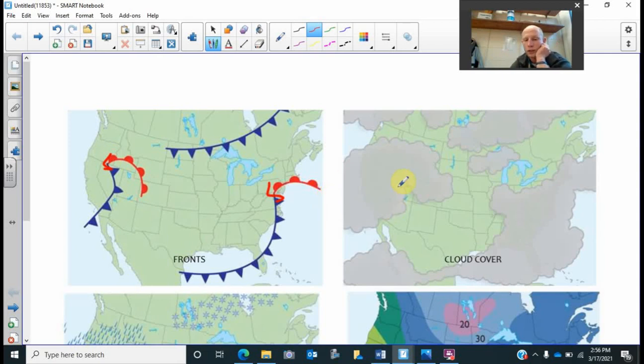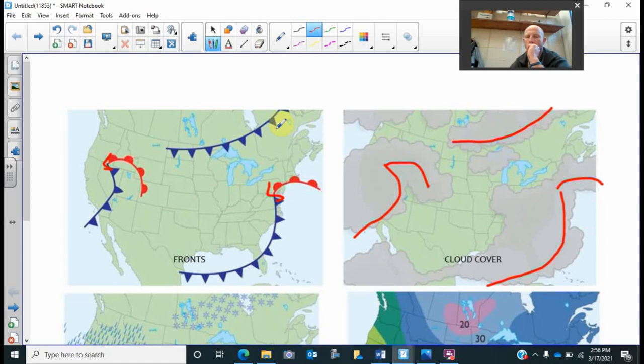We can also see our cloud coverage. Again, if I draw my warm front right here, it would end up right about here. If I draw this cold front, it comes down here like so. And so we see a lot of cloud cover behind our cold front and a lot of cloud cover right on top of our warm front. Same thing over here. I see this warm front right here, and then it's followed up here by a cold front. And then I see a cold front coming down from Canada right here.